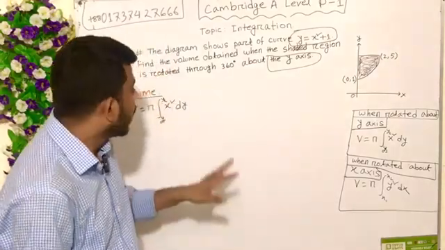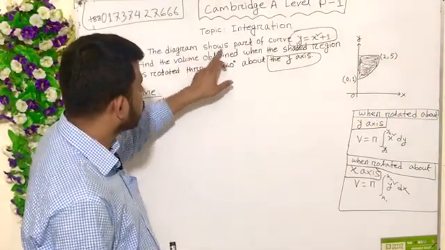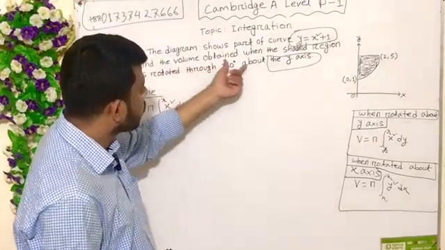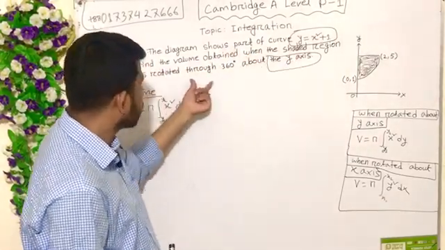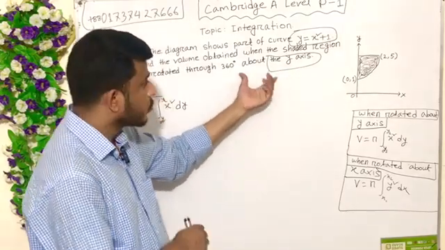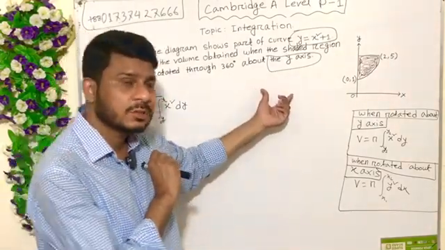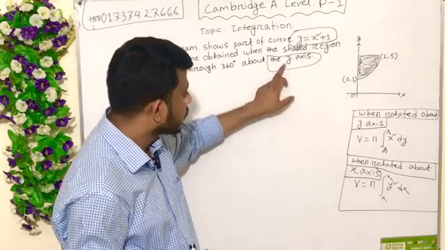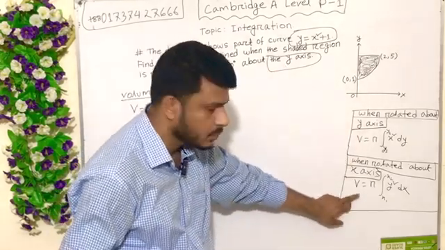Okay, the question says that the diagram shows part of the curve y = x² + 1. Find the volume obtained when the shaded region is rotated through 360 degrees about the y-axis. When the question asks about the y-axis, we have to use this formula, and when it asks about the x-axis, we have to use this formula.